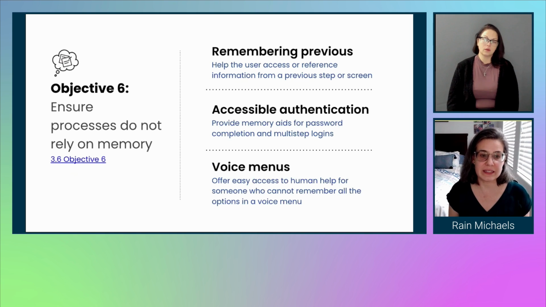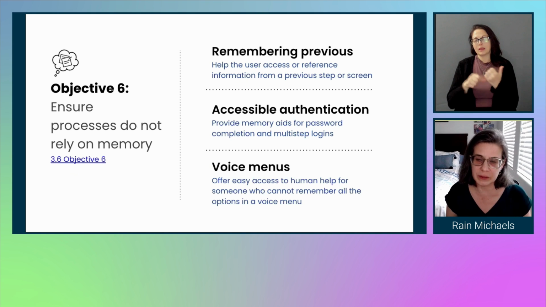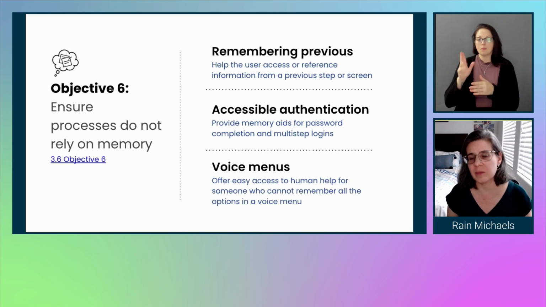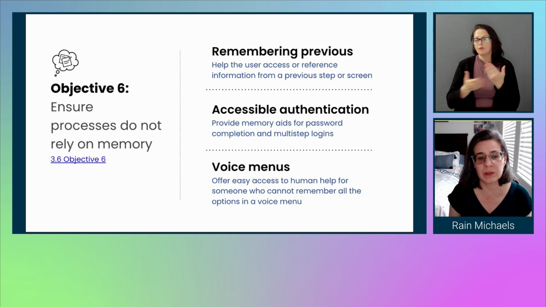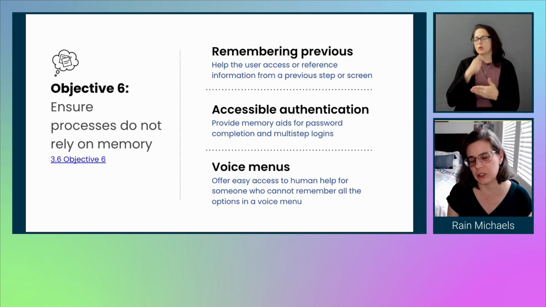Provide accessible authentication or provide memory aids to help people through password completion and multi-step logins. And then think about voice menus and how much memory voice menus rely on and how difficult they can be. So offer easy ways through voice menus for people to access human help so that they don't have to remember all of the options in that menu.